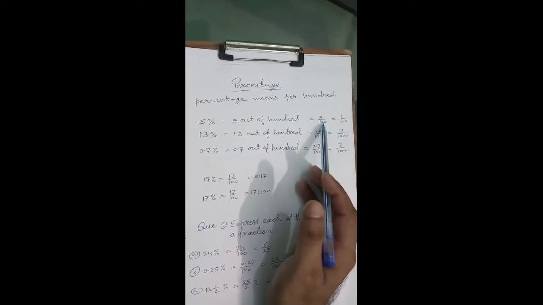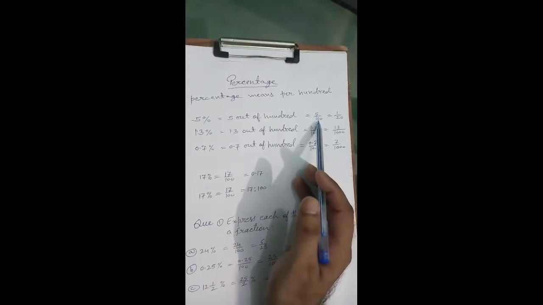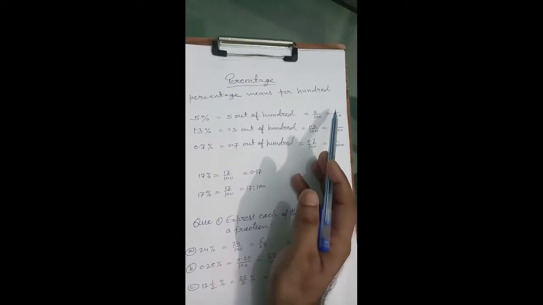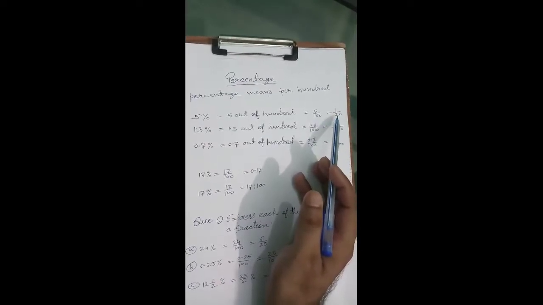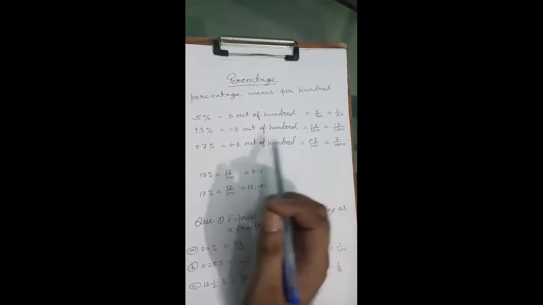upon 100. If you simplify it, you can see that when 5 divides 100, you will get 20. So 5 upon 100 can be written as 1 upon 20. Okay? So 5% means 1 upon 20.